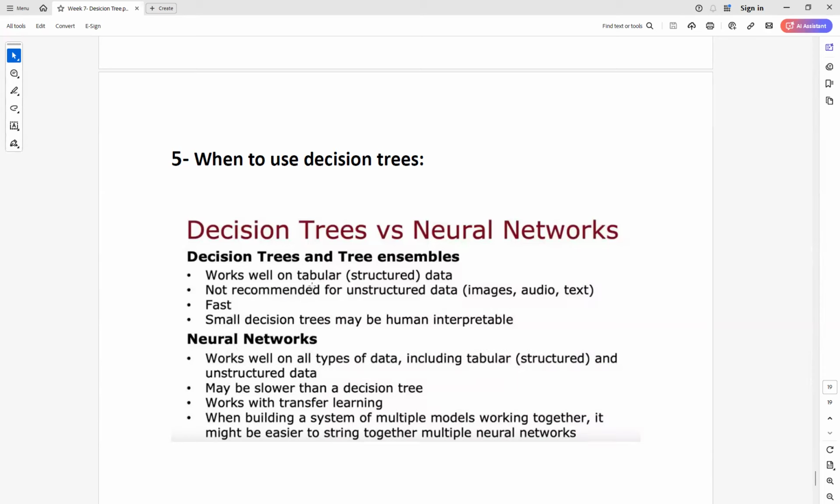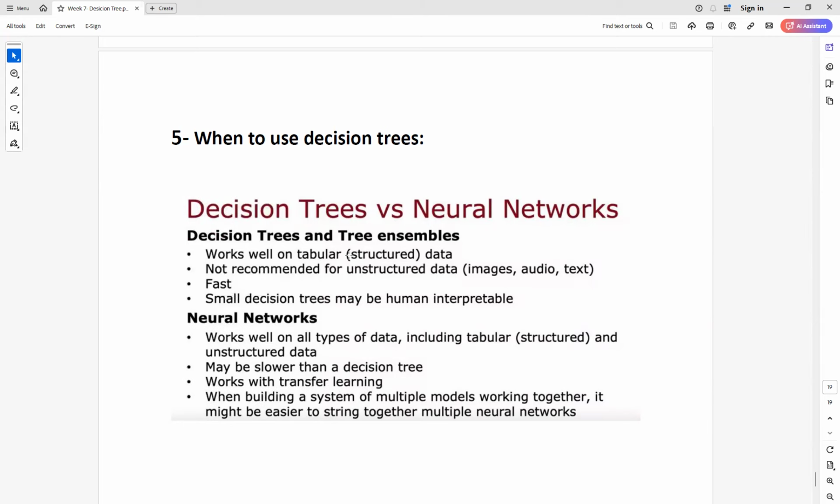So decision trees work well on tabular or structured data, right? Not recommended for unstructured data like image, audio, and text. It is fast. The small decision trees may be human interpretable. Neural networks work well on all types of data. It's not like decision trees, which work well just on tabular, structured data. Neural networks work well on all types of data, including tabular, structured, and unstructured data. Maybe slower than a decision tree. Works with transfer learning.